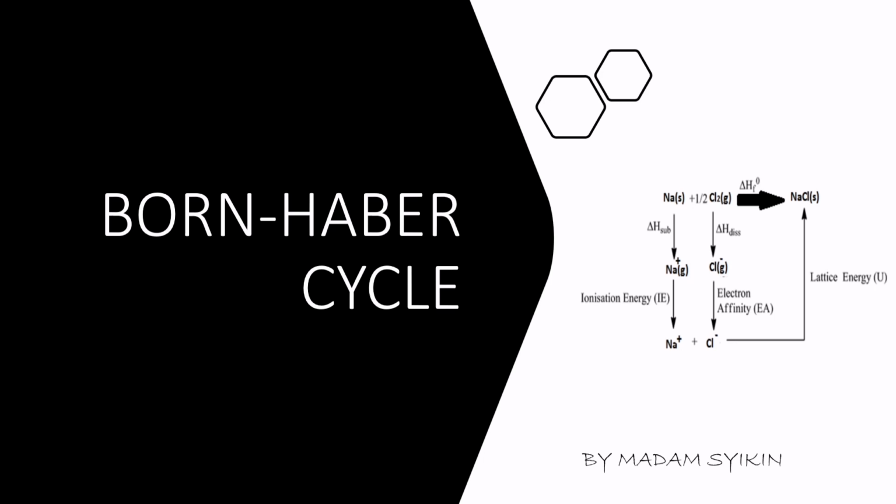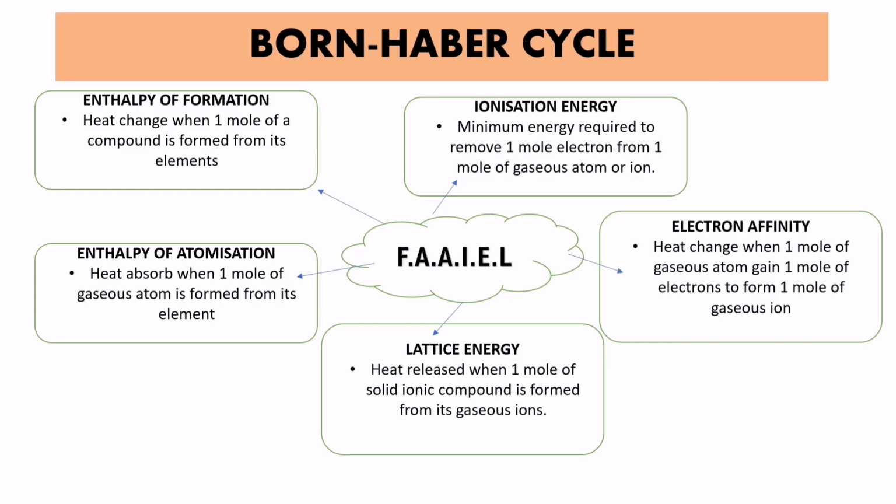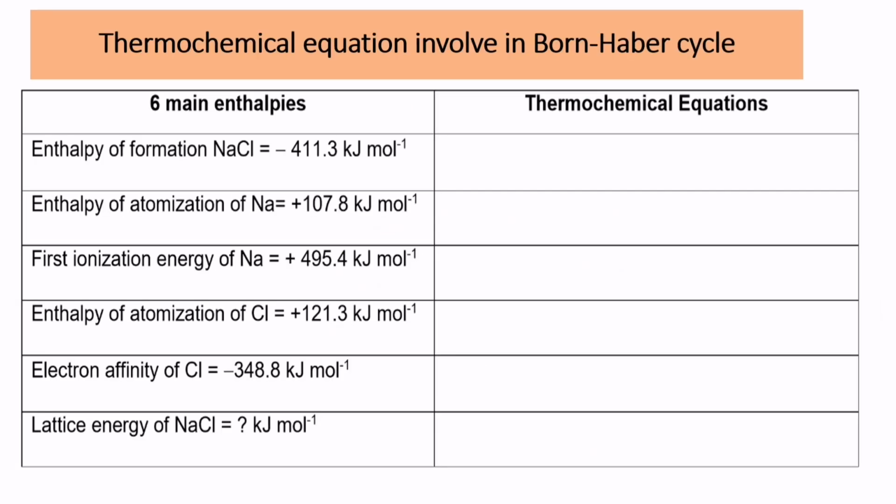Born-Haber cycle. The Born-Haber cycle consists of six enthalpies. They are enthalpy of formation, enthalpy of atomization, ionization energy, electron affinity, and lattice energy. Before we start to construct the Born-Haber cycle, we have to know how to write the thermochemical equations involved in it. So we start with FAAIEL, FAL.